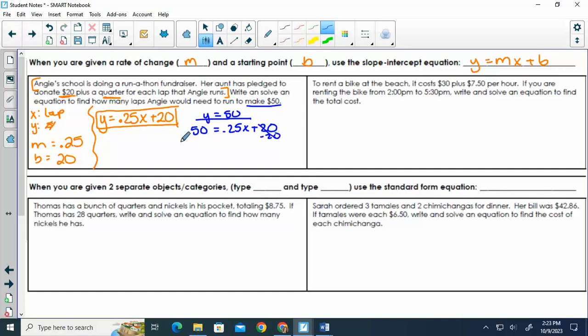So subtract 20. Divide by 0.25. And we get 120. And then I would like a label on that. X was laps. So she has to run 120 laps to make $50.